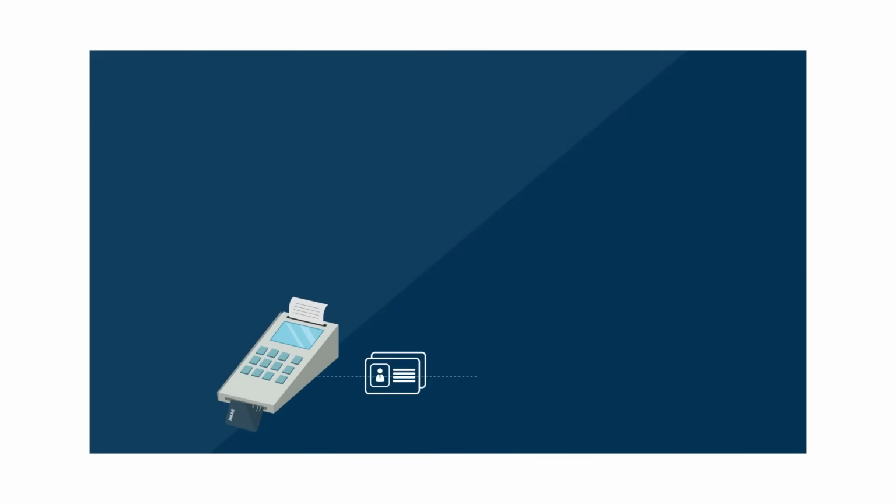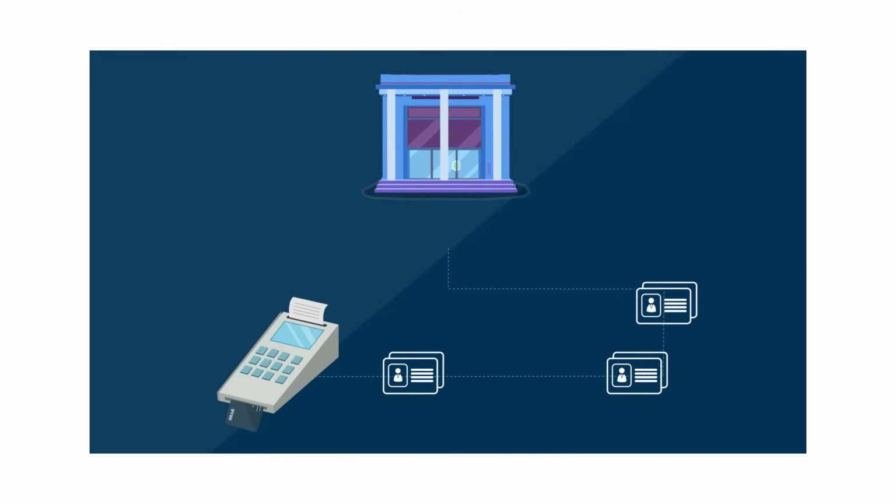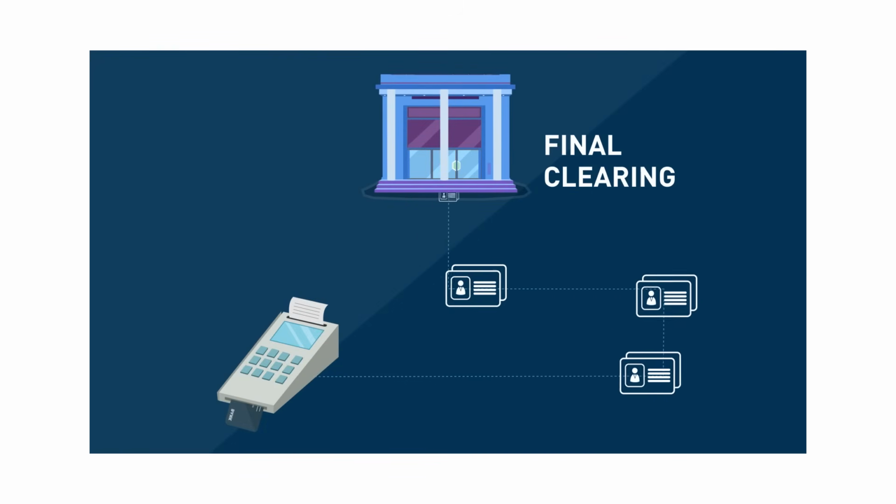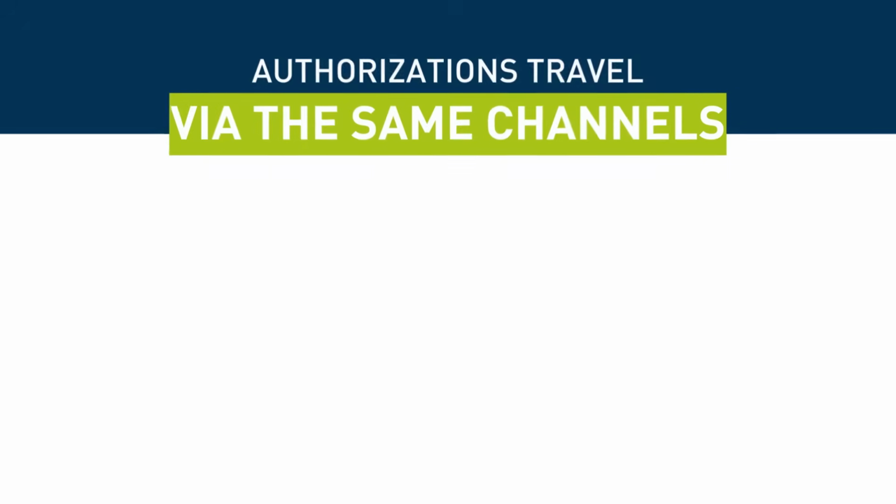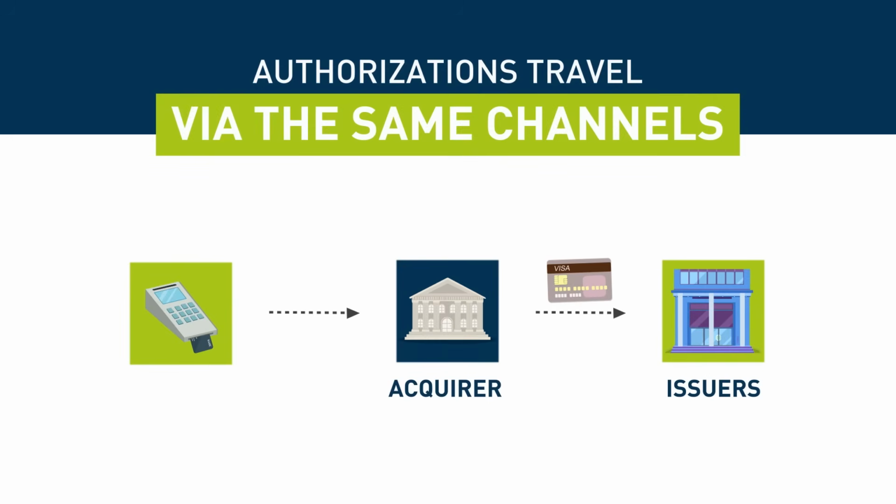When Bob settles the batch, each authorization travels back to the respective issuing bank for a final clearing. The authorizations travel via the same channels as before. First, they go to the acquirer, and then via credit card networks to the issuers.